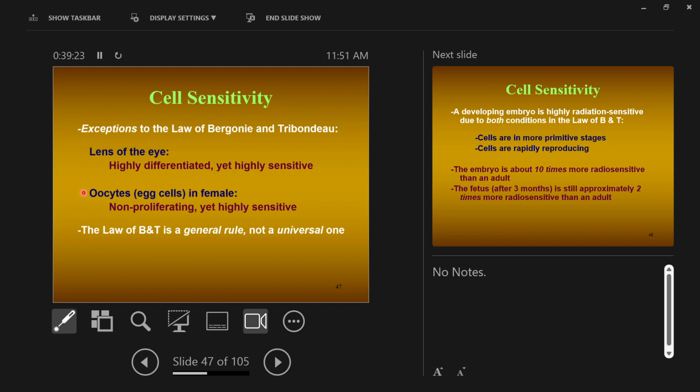Another example is oocytes, which are egg cells or ova. They don't proliferate, so they have no mitosis, but they're highly sensitive. And the reason for this is the fact that they are undifferentiated. They're not specialized. They're specialized for what they are, but they're not a specialized cell when you compare them to all the other cells of the body. So those are easy to harm. Egg cells and sperm cells are easy to harm, okay? Which is why we use things like gonadal shielding in radiography. The law of Bergonié and Tribondeau is a generalized rule, not a universal, unbreakable, unshakable law.